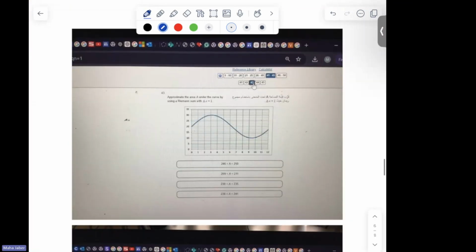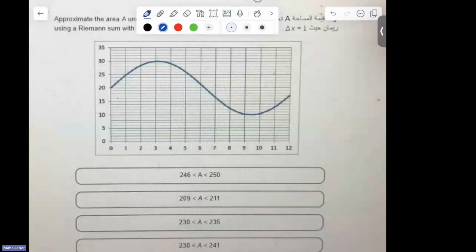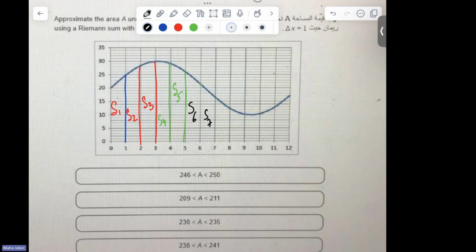This is a Riemann sum, and he's asking you to find the area. Of course, finding the area is dividing the shape under the curve into rectangles and then you add them. You need to approximate. We can say this is the first slice, the first rectangle, for example slice 1. Okay, we come here. Slice 2, slice 3. Okay, let me use another color. Slice 4, slice 5. Okay, I don't want to lose track. Slice 6, slice 7.